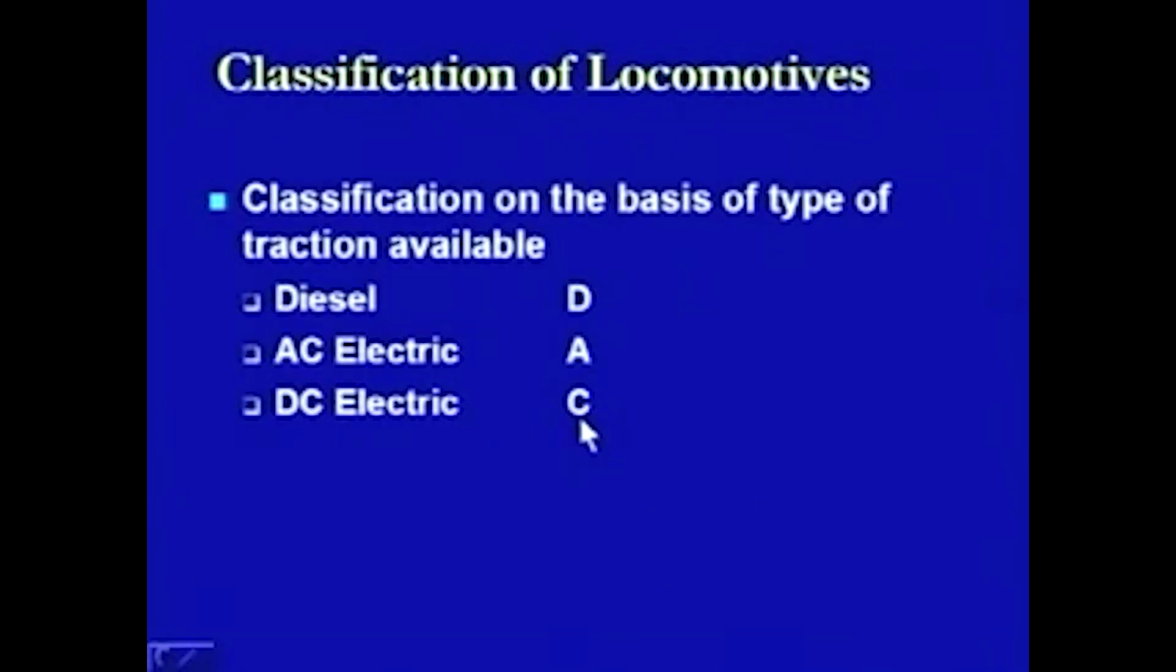The next aspect is the traction available or the source of the traction. If it is diesel, then in the name of the locomotive we will find capital D. If it is an AC electric vehicle, then it is going to be A, and if it is DC traction, then it is going to be capital C. So these are the alphabets we will be using when we have to define any locomotive.